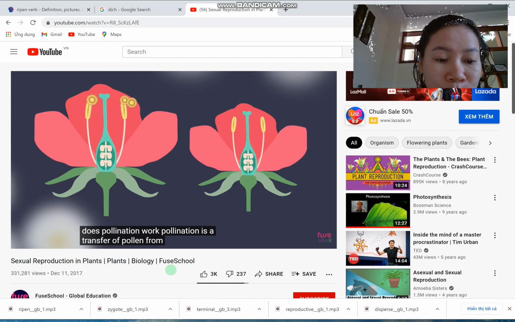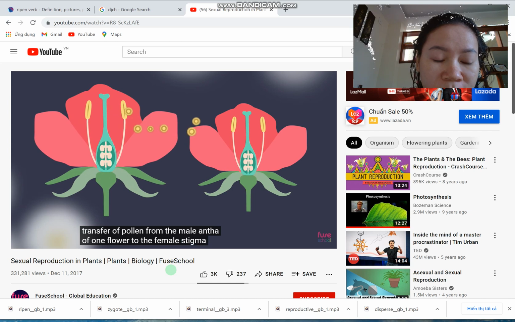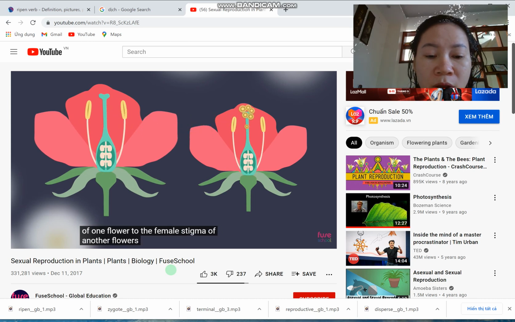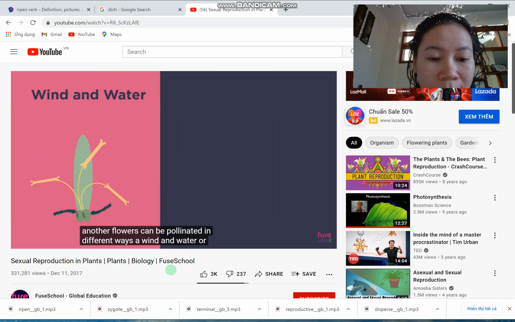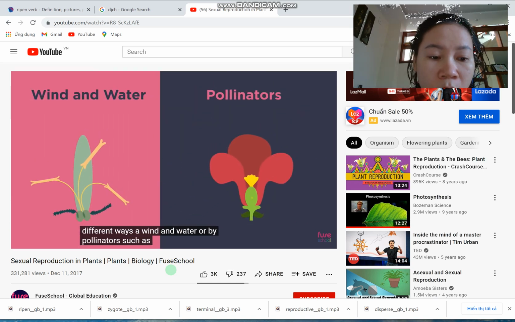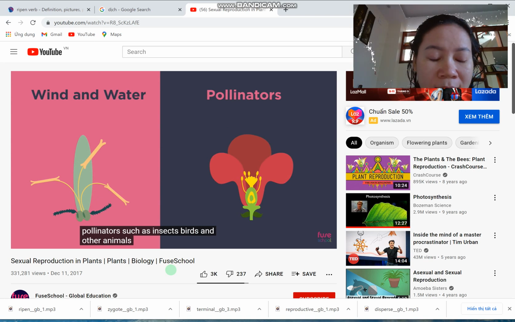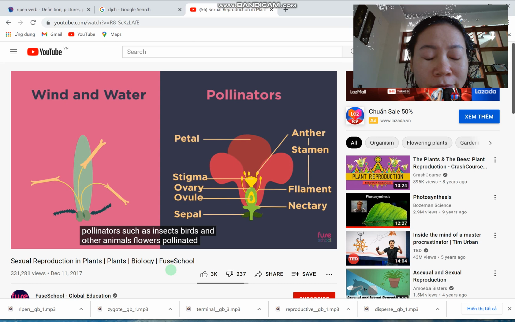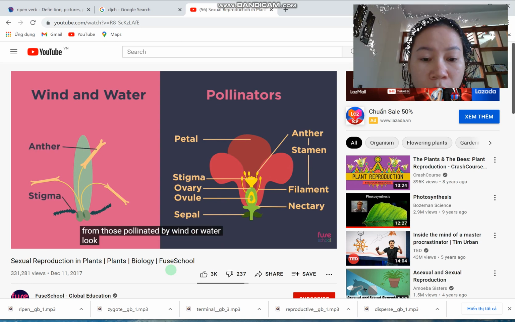Pollination is the transfer of pollen from the male anther of one flower to the female stigma of another flower. Flowers can be pollinated in different ways, by wind and water, or by pollinators such as insects, birds, and other animals. Flowers pollinated by pollinators are structurally different from those pollinated by wind or water.